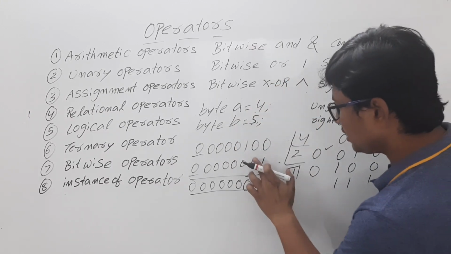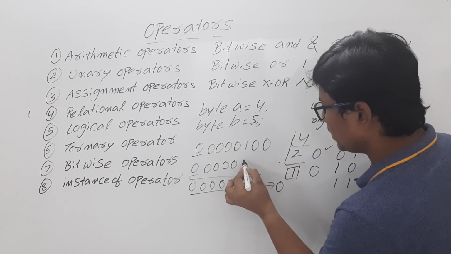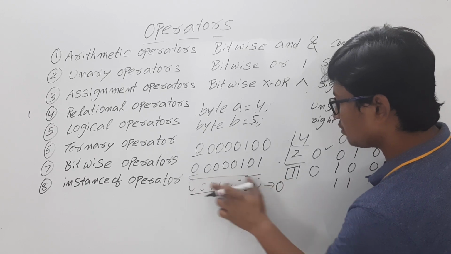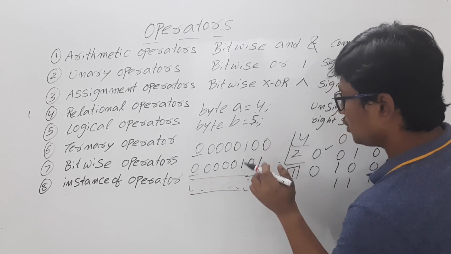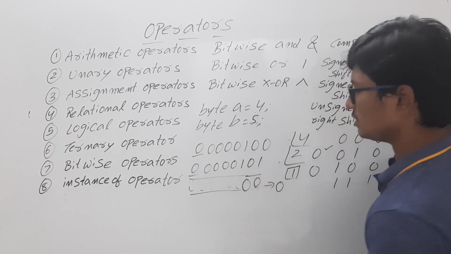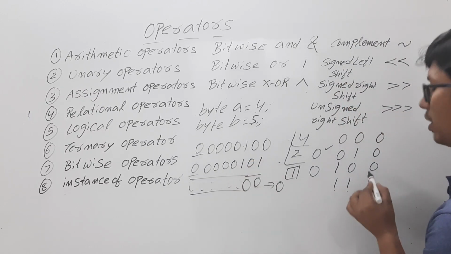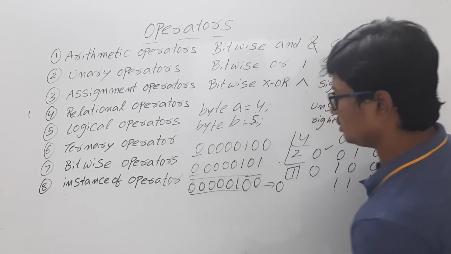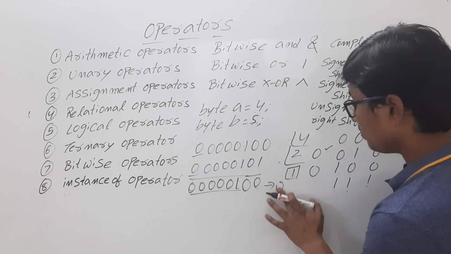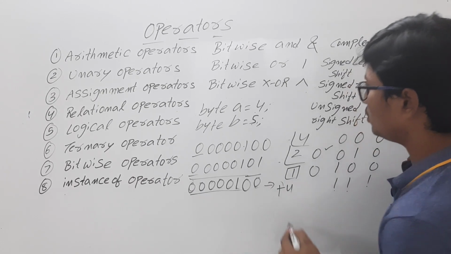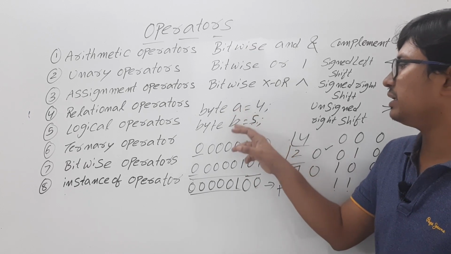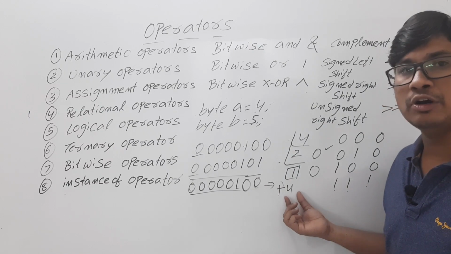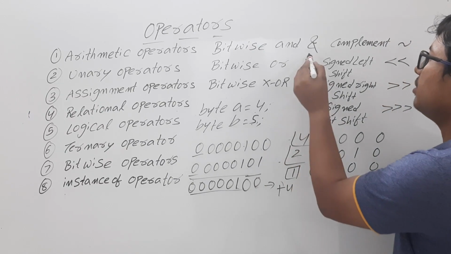If you take 5, then it will be 1, 0, 1. Okay, remaining things are same. In that case, what will be happening? 0 and 1 will be 0, 0 and 0, 0, 1 and 1, 1 and 1 will produce the output as 1. In the remaining cases, it will produce the output as 0. So, this is nothing but plus 4. So, if you are performing bitwise AND between A and B, where A is having the value 4 and B is having the value 5, then it produces the output as 4. So, this is about the bitwise AND.